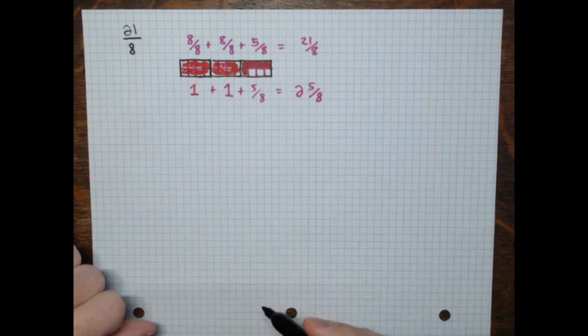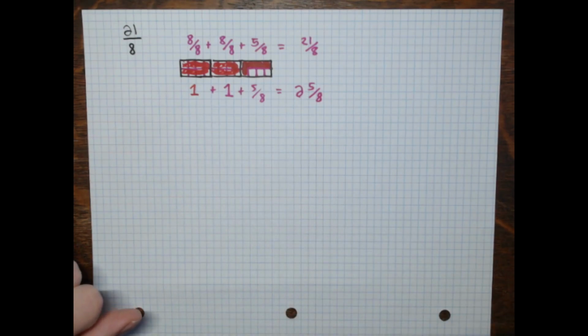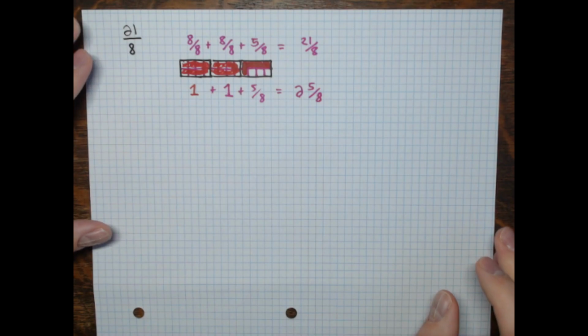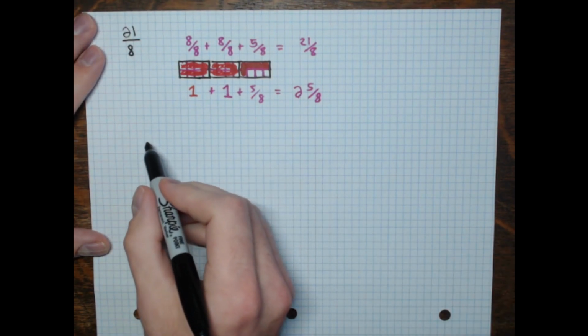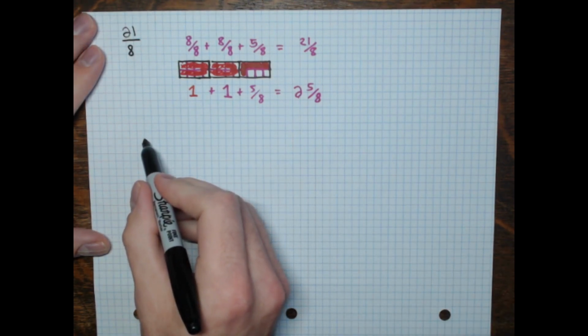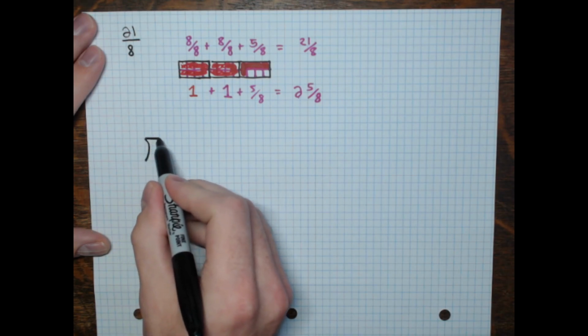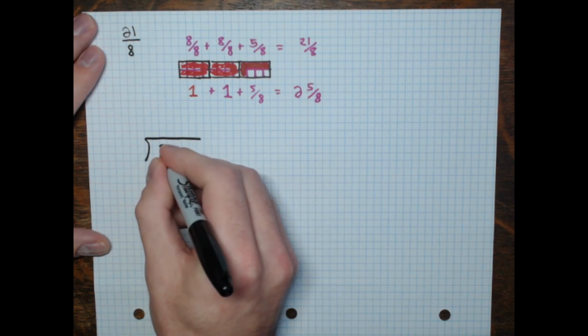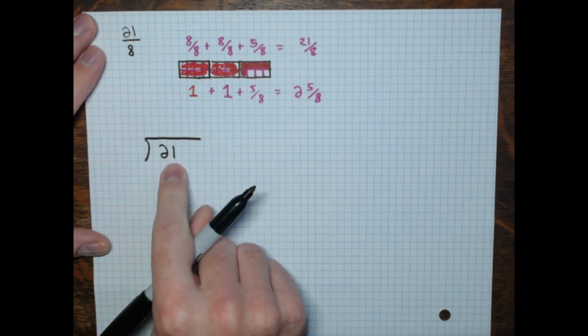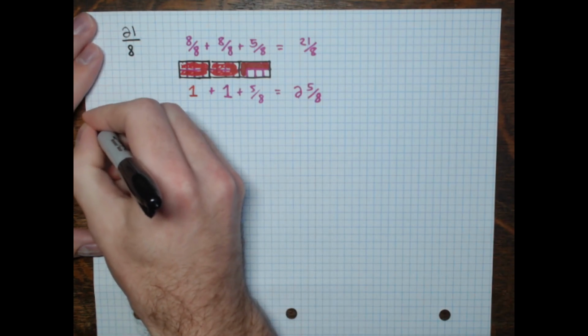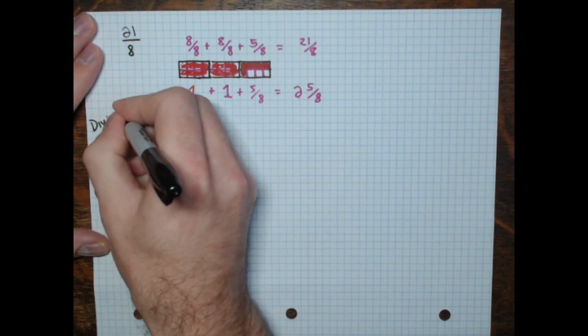Now, instead of drawing pictures, because again, you might not have graph paper on you or want to take the time to do a picture for every single one of these, we can do division. Now, you may recall long division. We're doing 21, the numerator. So this is long division down here. So let's say division.